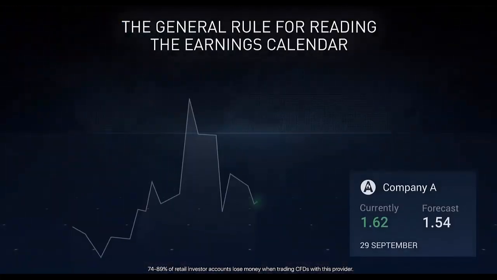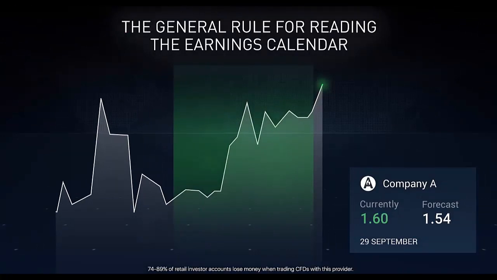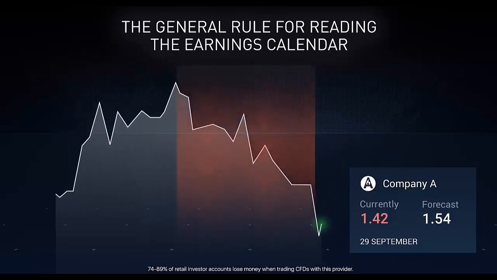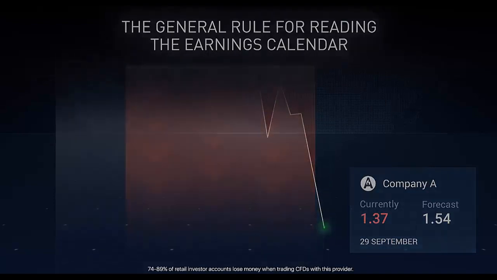If the EPS is better than the estimate, the stock price will move higher. If the EPS meets the estimate, the stock price will most likely not move. If the EPS is lower than the estimate, the stock price will fall. The previous values are usually less important than the forecast. The market reaction will be stronger if the difference between the forecast and the actual earnings is large.